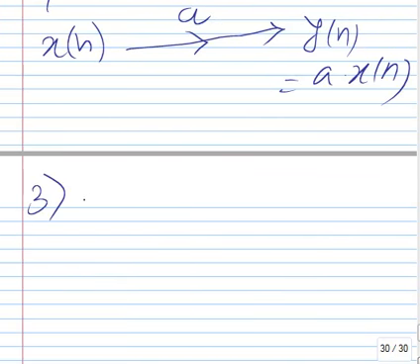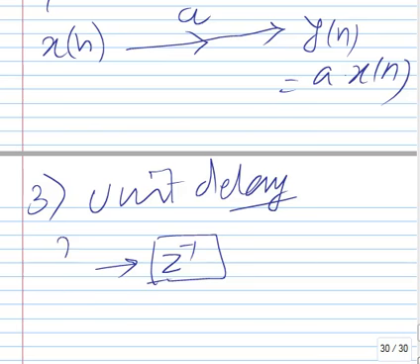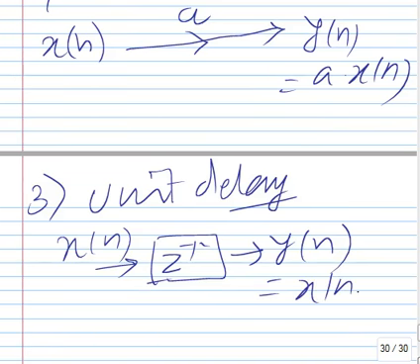There may be other kinds of very well known examples, that is the example of a system called unit delay. It is denoted generally by Z inverse, takes input x[n], and gives output y[n], which is equal to x[n-1].